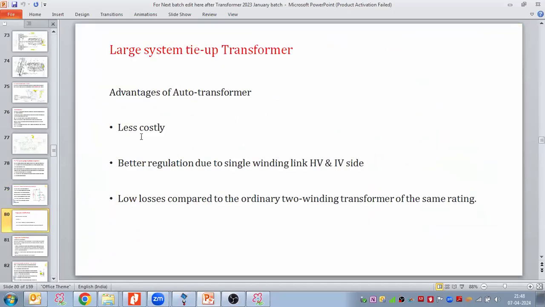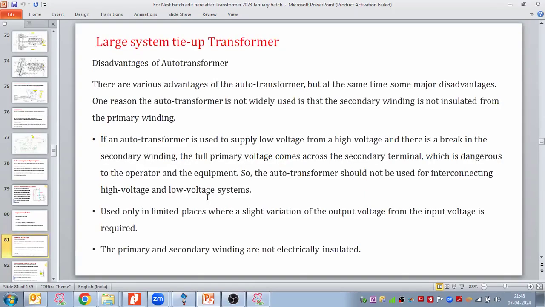So advantage, it is less costly because my winding is removed, less copper required, so less costly. Better regulation due to single winding linking HV and IV side. So better regulation, low losses compared to the ordinary two winding transformer of the same rating. But they have a serious disadvantage. There are various advantages of the auto transformer, but at the same time, some major disadvantages.